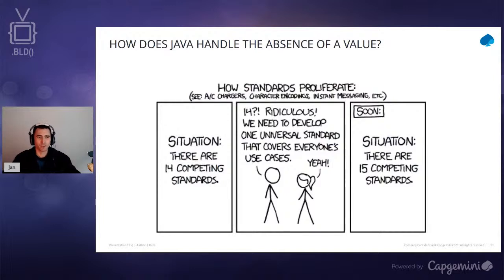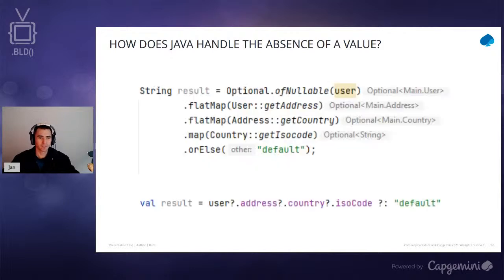And you know what happens when you try to unify the standards? So here's some mandatory XKCD. There are 14 competing not null annotations. Ridiculous. We need to develop one universal standard that covers everyone's use cases. And the result is you now have 15 competing standards. So, I mean, probably somewhere out there, there's code that has 15 different types of not null annotations, and it will still throw a null pointer exception in some system somewhere. If you do see such a thing, please send me a screenshot of it. It would be very funny.